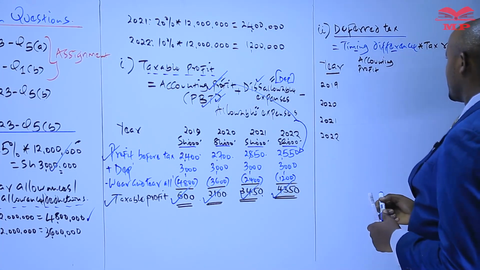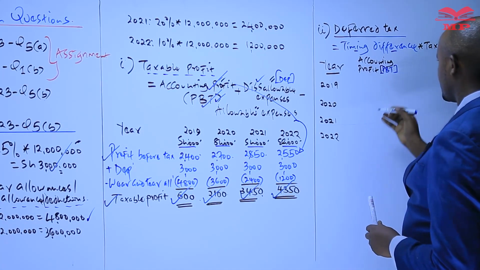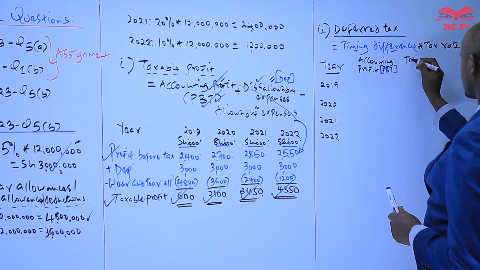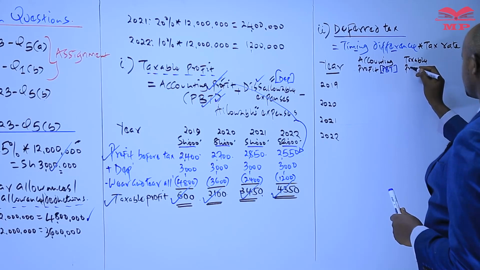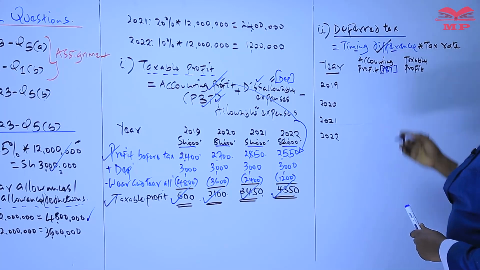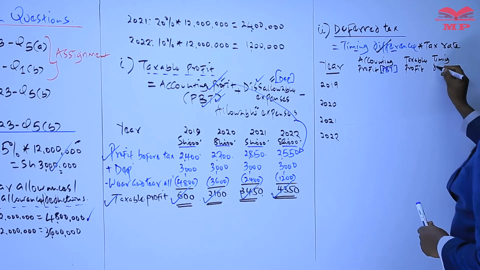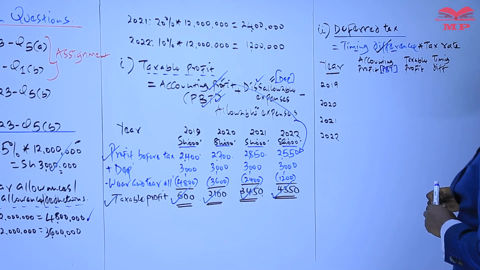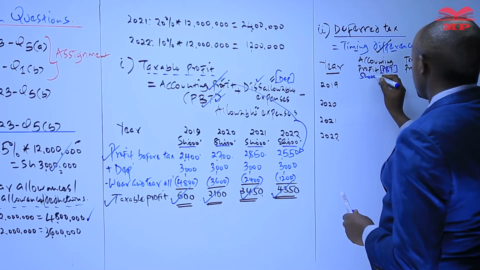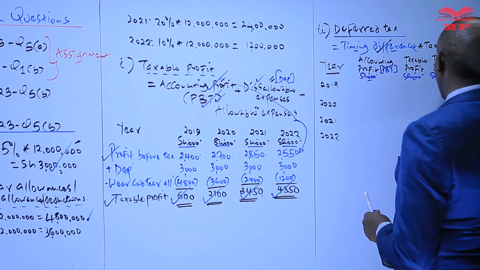Accounting profit, you have to remember, is the same as the profit before tax. And then we have the taxable profit. The difference between these two profits is what you are referring to as the timing difference. We are going to have another column there for the timing difference. And also, our figures here are in thousands of shillings.